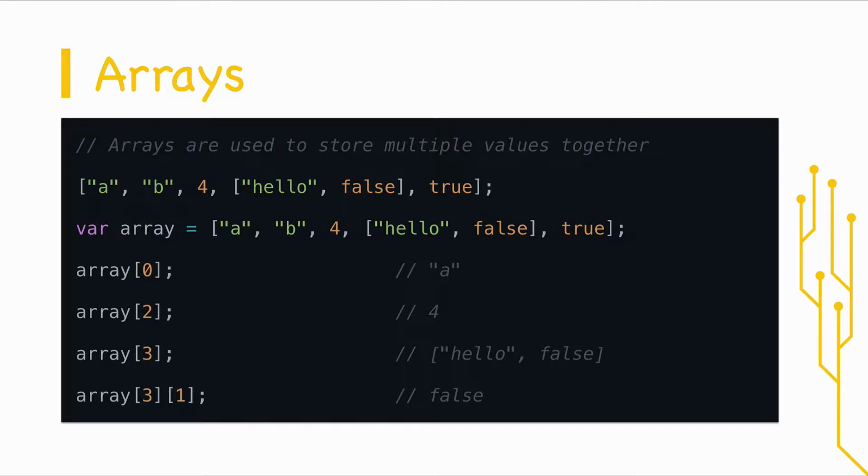So in this case, array square brackets 3 square brackets 1 means we're actually accessing the element with index 1, or the second element of the nested array itself. In this case, the second element of the nested array is the boolean false, and that is why array square brackets 3 square brackets 1 results in the value false. If we had array square brackets 3 square brackets 0, we would get the string hello as an output. And that is how you can create single-dimensional or multi-dimensional arrays and access the individual values using their indexes.